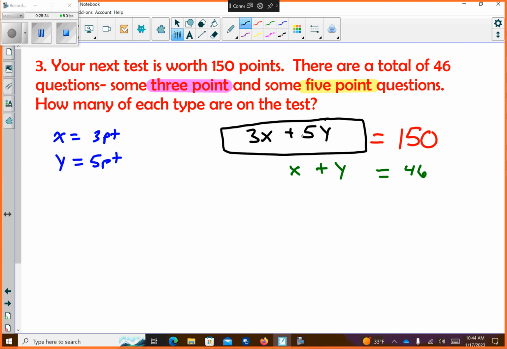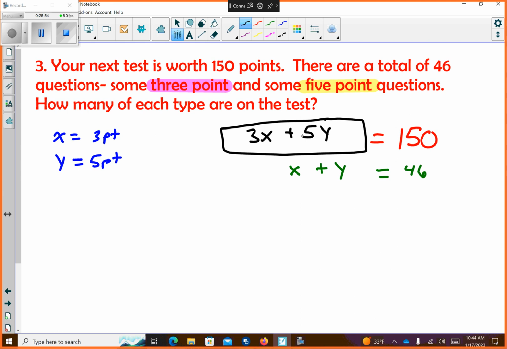Now, some of those questions are going to be worth 3 points, and some of them are going to be worth 5 points. There's no other point values on this test. So I know that I have some x questions that are worth 3 points, and some y questions that are worth 5 points. This test is going to be worth 150 whole points. Holy cow.